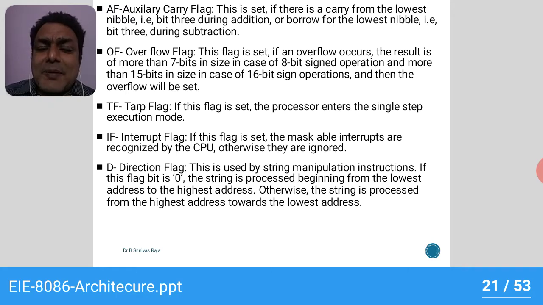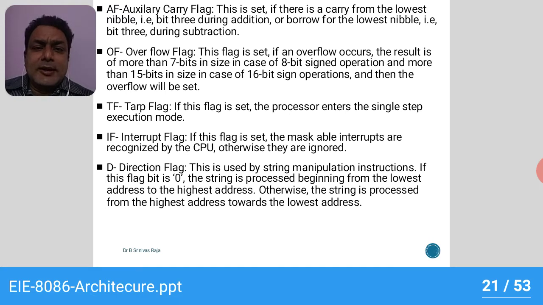Next one is the interrupt flag. If the flag is set, then interrupts are recognized by the CPU. An interrupt means a sudden intrusion whenever a program is being executed. That means whenever a program is running, suddenly, if there is an interrupt, then this flag will be raised. And there are different types of interrupts: maskable interrupts, non-maskable interrupts, software interrupts, and hardware interrupts.